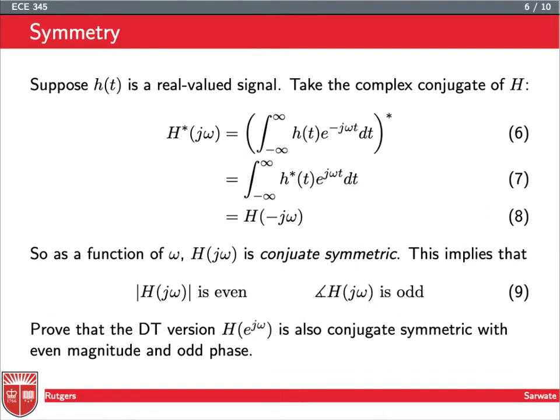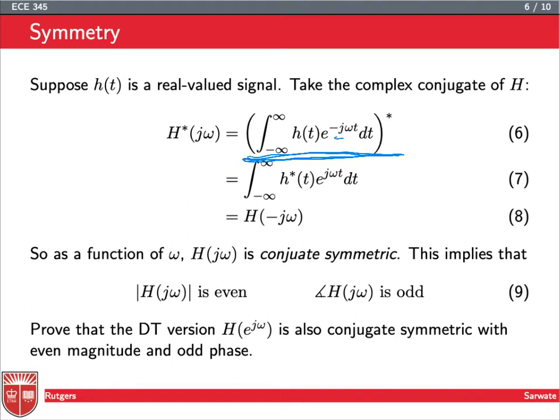Okay, so suppose we have h of t, and for simplicity, let's look at it as a real valued signal. So the impulse response is real valued. So let's take the complex conjugate of h. So we take h star of j omega. We take the definition of h, and we put a star on it. We can pull the star inside the integral. So we get h star, and this minus j omega here becomes a plus j omega t dt.